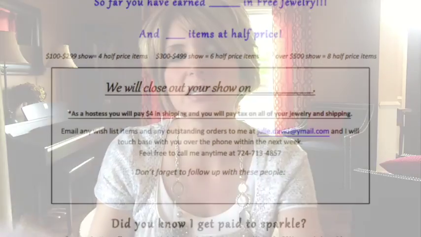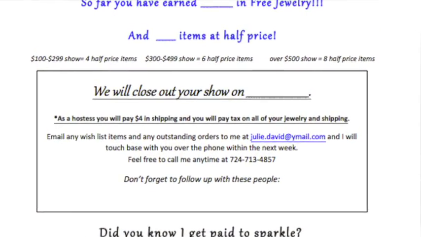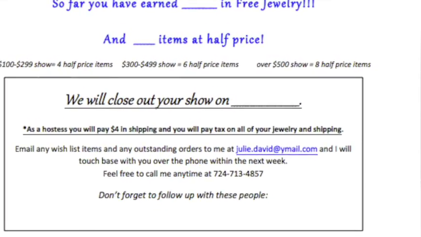You're going to tell her how many half price items she's getting, and on this I Get Paid to Sparkle sheet, you have a little cheat sheet on how many half price items she gets. If her show is $100 to $299, she gets 4.